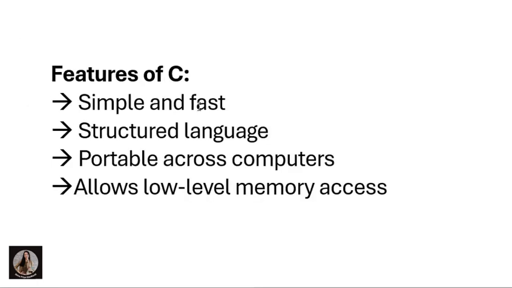C is very simple and fast. That's why it is a very popular, in-demand language. It is a structured language. As I told you, because of the structured language, it became popular, and it is portable across computers. We can run C programming code on multiple computers. That's why it is portable. It allows low level memory access. By doing this, memory management can be done in C programming. These are all the features of C programming.